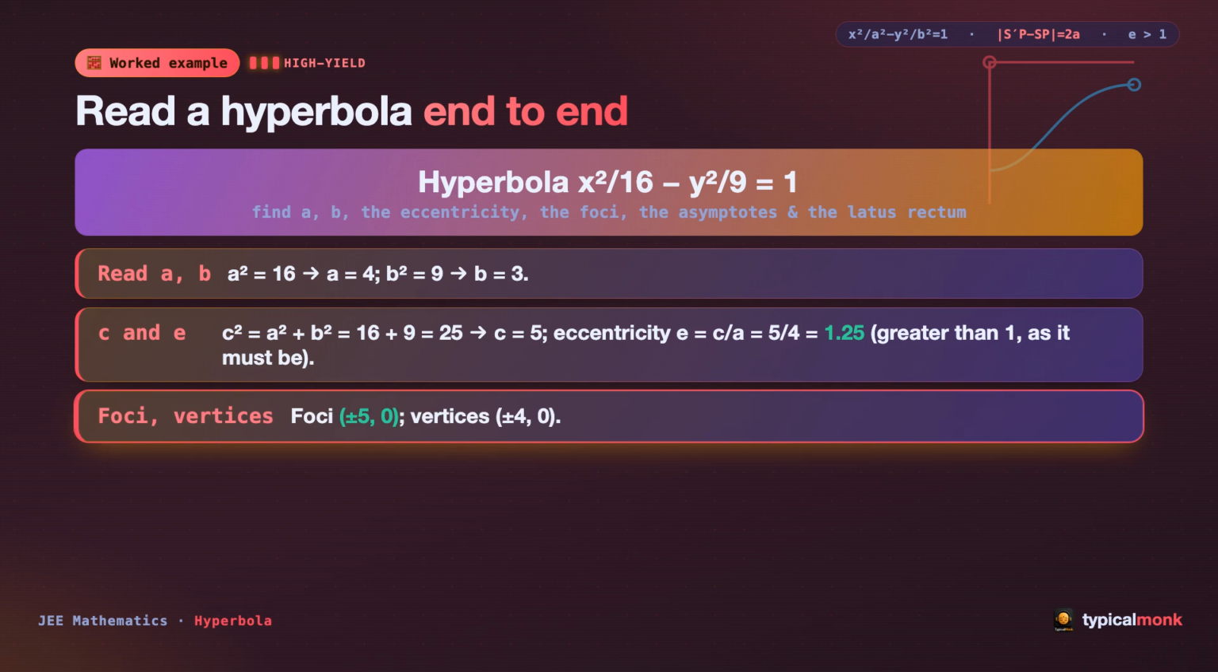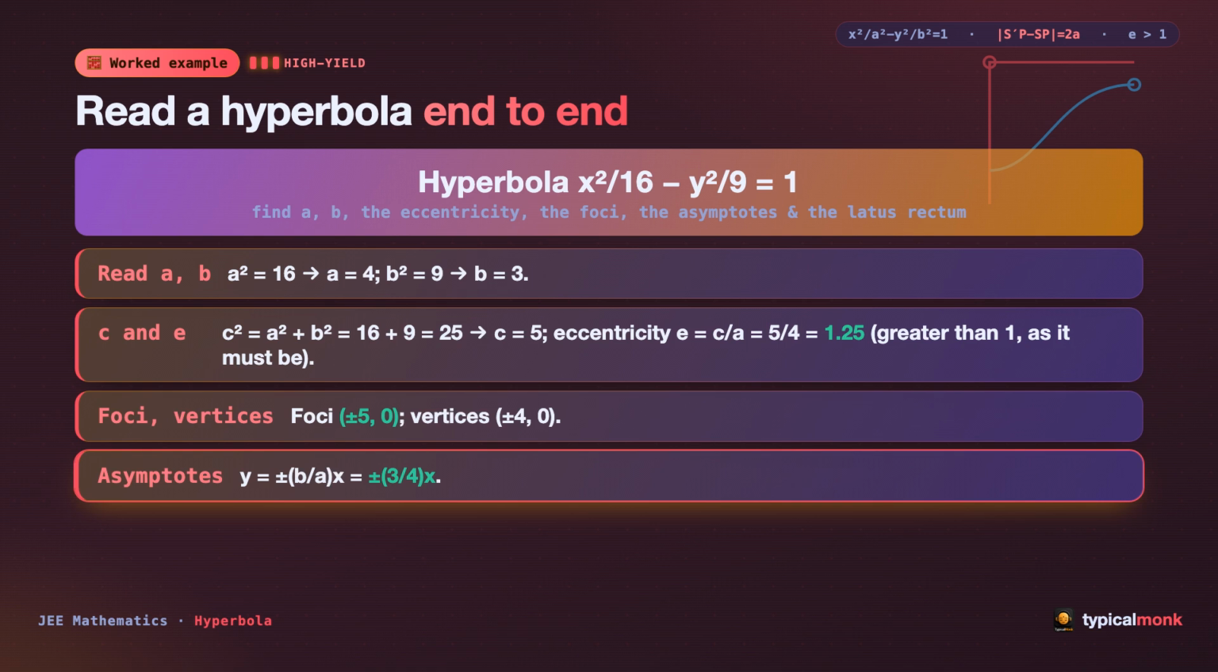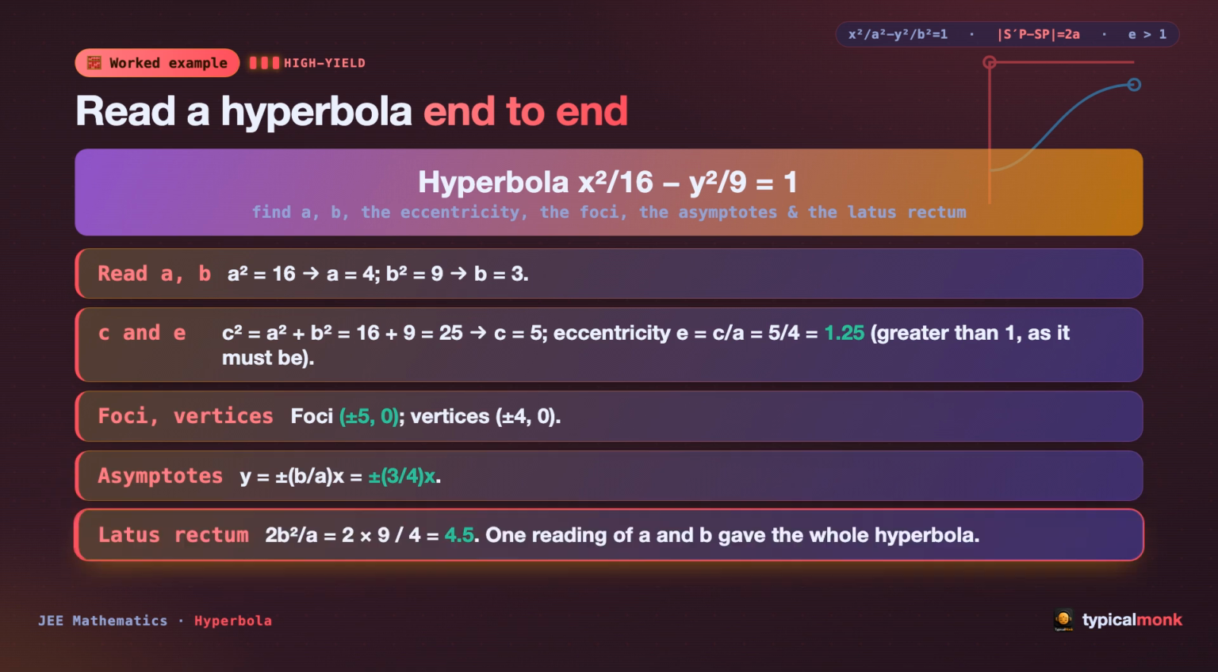The foci and vertices. The foci are at plus or minus 5, 0, the vertices at plus or minus 4, 0. The asymptotes. y equals plus or minus b over a times x, that is plus or minus 3/4 x. The latus rectum. 2b squared over a, 2 times 9 over 4, which is 4.5. One reading of a and b gave the whole hyperbola.